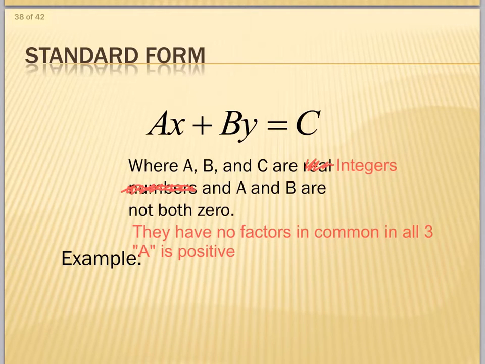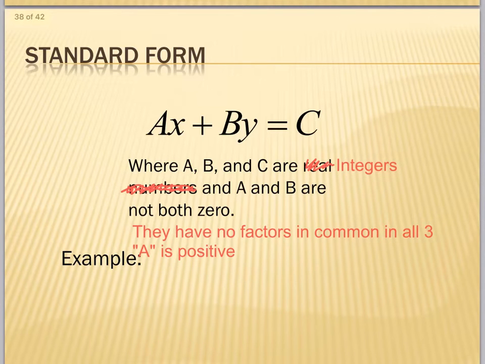So continue with that. A couple of changes there. Again, A, B, and C are all integers. No fractions in there. And A and B, again, are non-zero. Also, all three, A, B, and C, have no factors in common, again, among all three of them. And one more there, A is positive. Again, I'll be super picky. We'll do lots of examples of this.